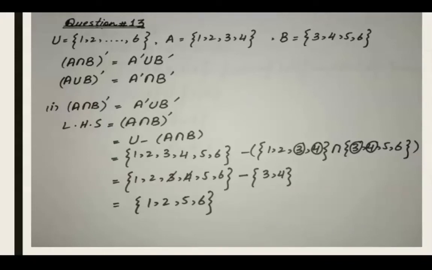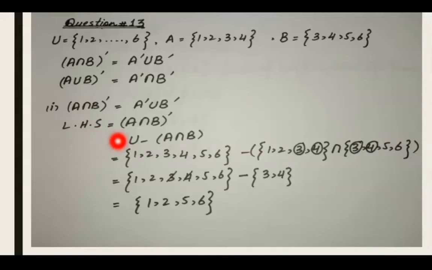Now we will solve question 3, which is the last question of this exercise 1. In this question, again we have to prove De Morgan laws. Mostly this question comes in exams to prove any one De Morgan law. So you can prove any one of these two De Morgan laws. I will prove the first De Morgan law, (A intersection B) whole complement is equal to A complement union B complement. First we solve the left hand side.